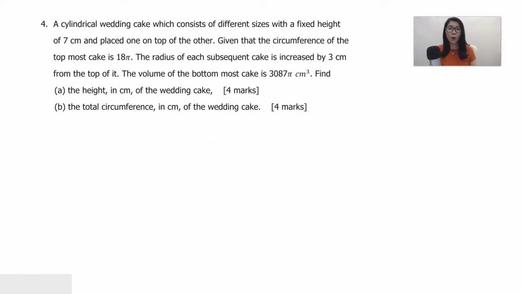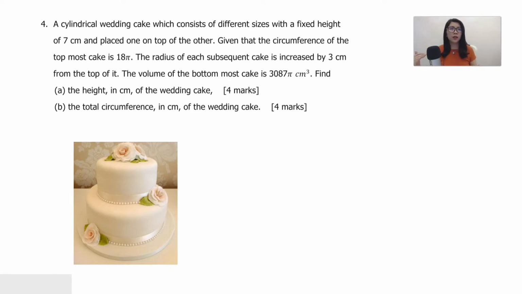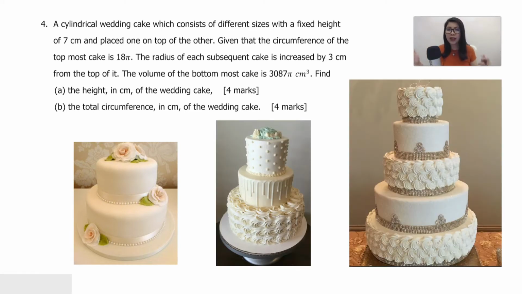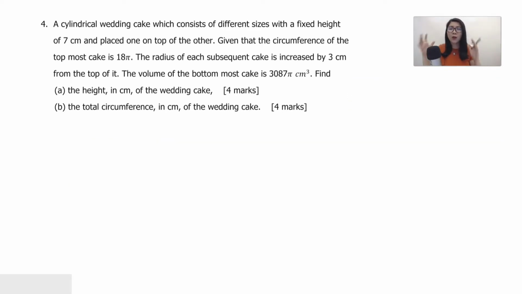Okay, a cylindrical wedding cake, so it's a cylinder, and it's a wedding cake. You know how a wedding cake looks like? A wedding cake has a few tiers. It can be 2 tiers, 3 tiers, some can be 5 tiers. So it looks like that. In our mind, we're imagining the wedding cake visually so that we can understand the question better.